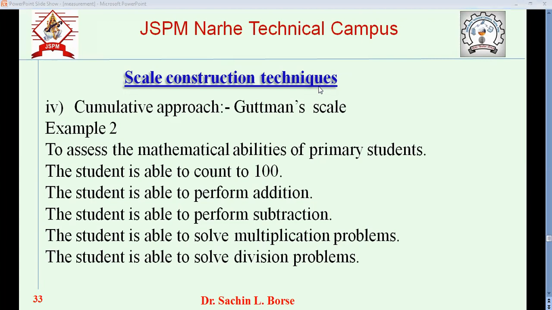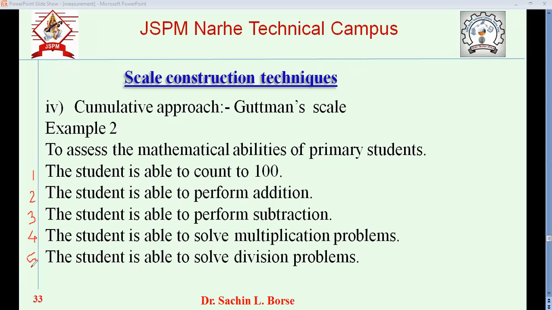Okay, so it is from 1 to 5. This is level 1, this is 2, this is third level, fourth level, and fifth level. The lowest level, I've taken the example from the internet: the student is able to count to 100. The student is just able to count 1, 2, 3, 4, 5, 6, 7, 8, 9, 10, 11, and so on.